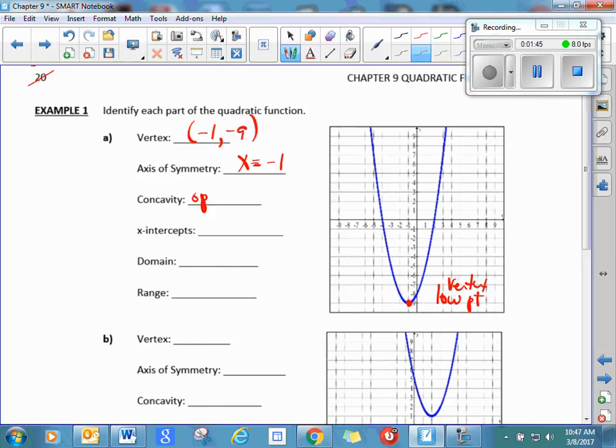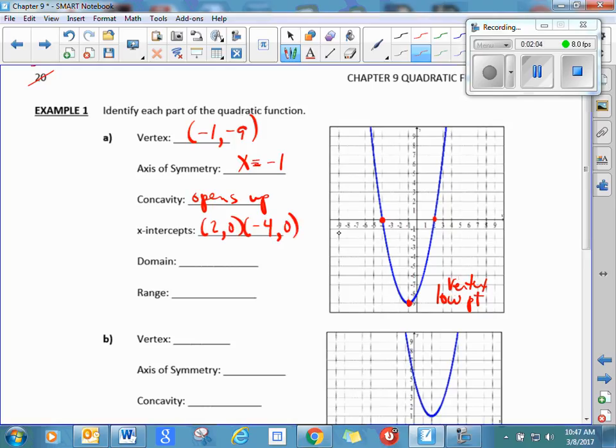Concavity, it opens up. X-intercepts right here and right here, where it cuts through the x-axis. And if I'm seeing this right, it's +2, 0, and -4, 0.